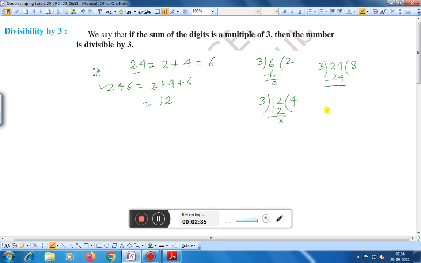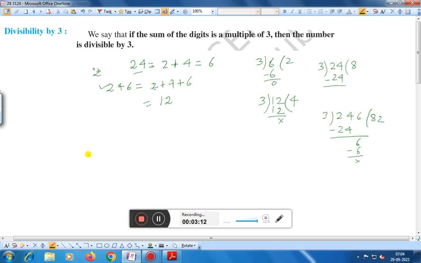Let us divide 246 by 3. 3 eights are 24, 3 twos are 6. Right? That means if the sum of the digits is a multiple of 3, then the number is divisible by 3.